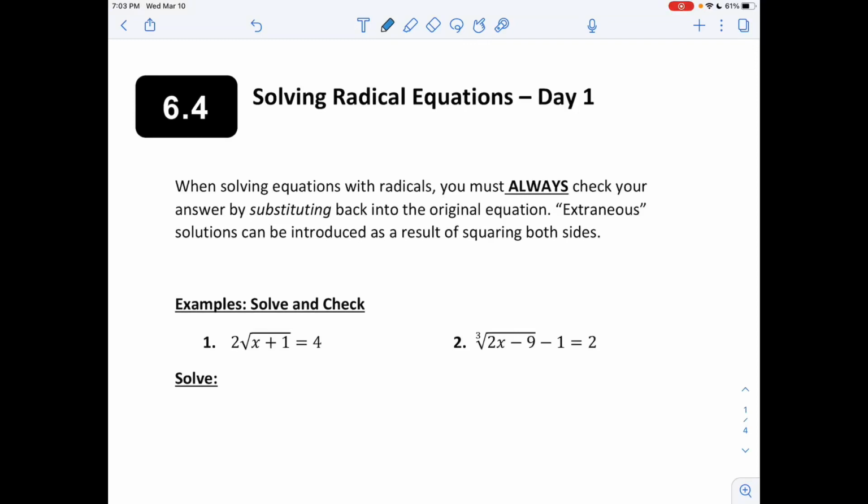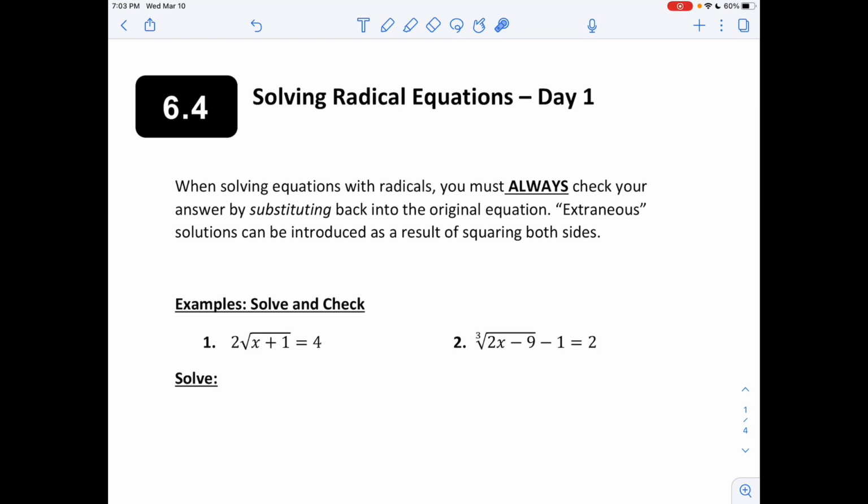Hey guys, today we're going to be talking about lesson 6.4, solving radical equations, and this is day 1. We have done something similar to solving radical equations before when we solved quadratic equations or polynomial equations by canceling out powers with roots that matched the same power. Well, we're just doing the opposite today. We're going to solve radical equations by canceling out our root, taking the power.